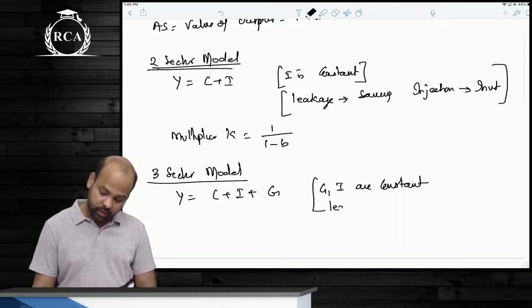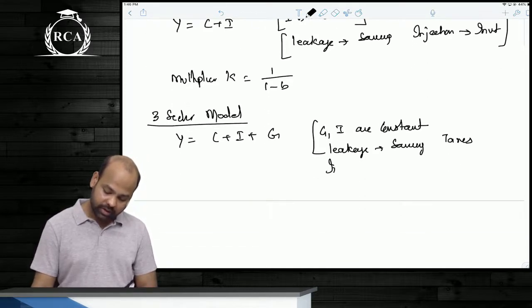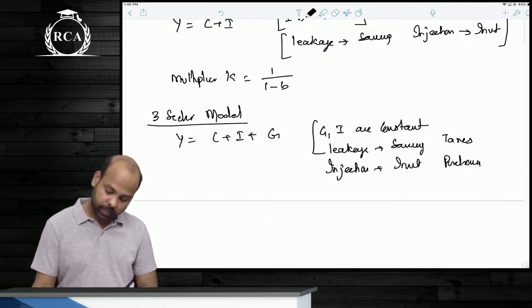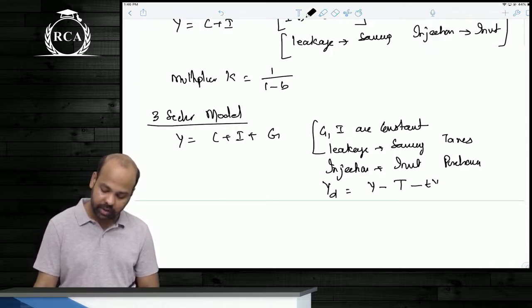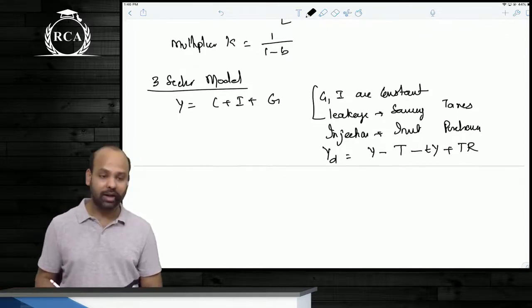And then guys, your leakage is in the form of savings and taxes. Your injections are in the form of investments and government purchases. Your disposable income would be Y minus lump sum tax minus tY plus TR. Any combination can arise.